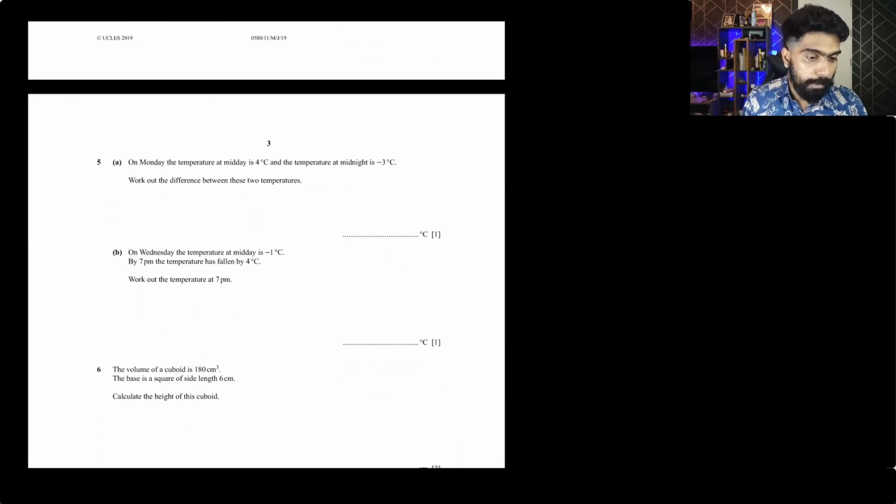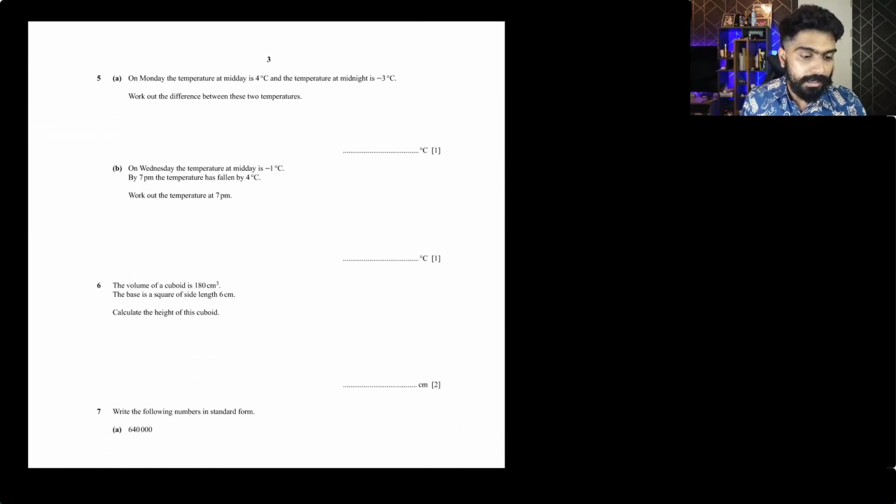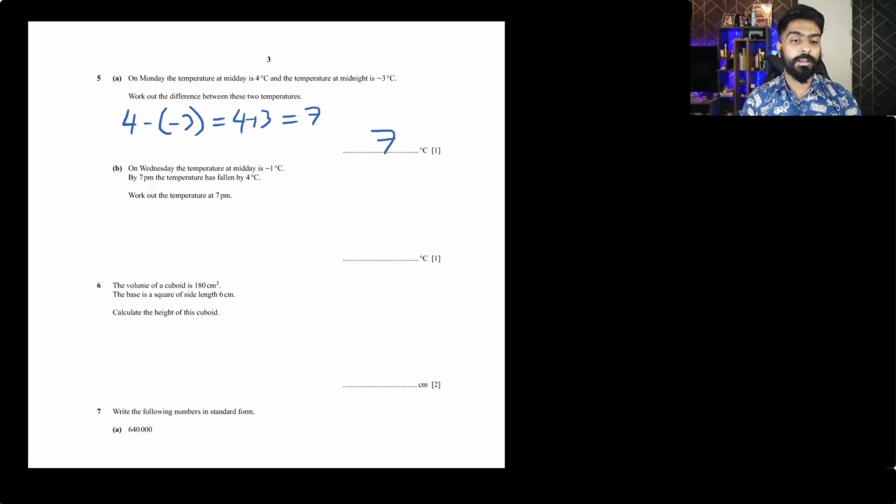Now here on Monday, the temperature at midday is 4 degrees Celsius and the temperature at midnight is minus 3 degrees Celsius. Work out the difference between these two temperatures. So we have 4 minus minus 3, which is equal to 4 plus 3. Therefore, the difference is 7.